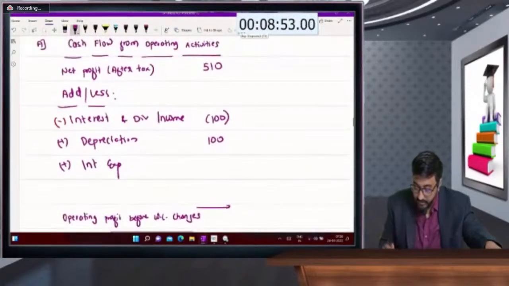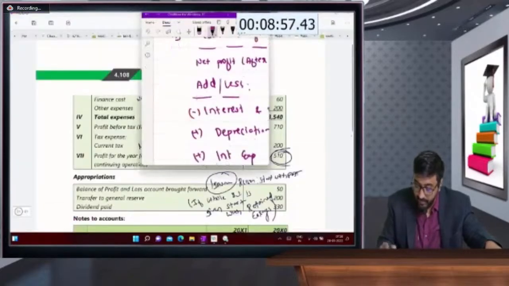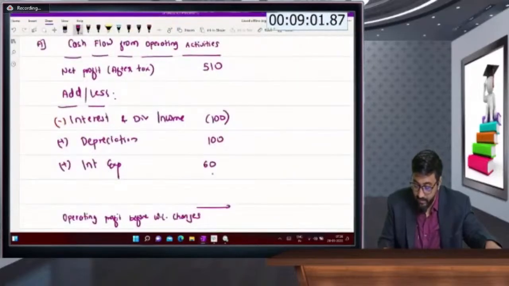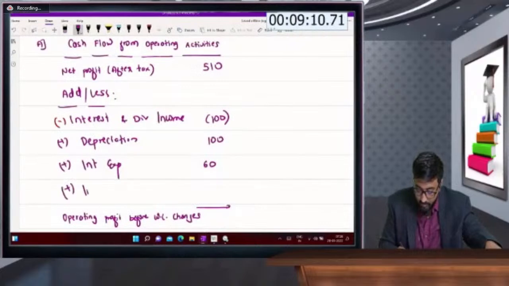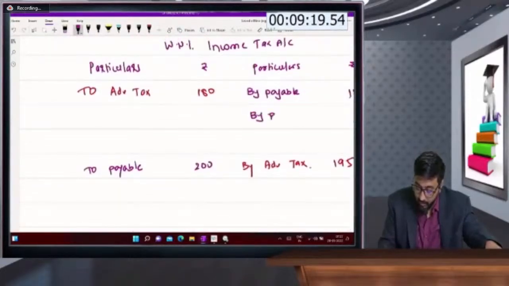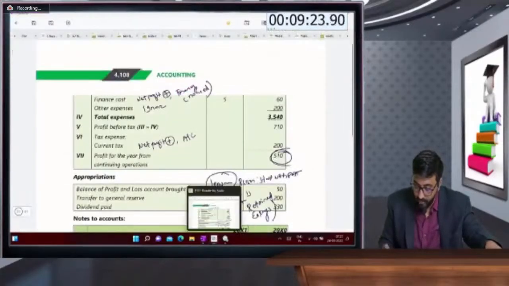Beta Charan, this interest expense is accrued. Remember, this interest expense is accrued, and paid is financing activity. So there is a difference between accrued and paid. You are already aware of this. And income tax add back 200. And where to show this income tax? By P&L, 200. Everything is over now.